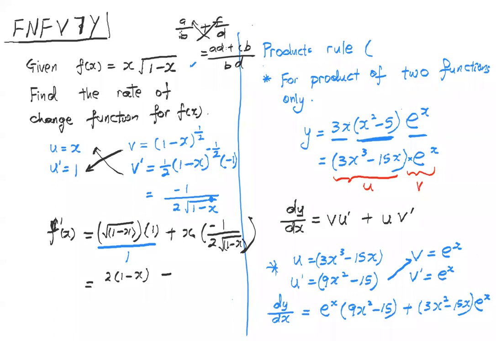So take away, because this is a plus x, okay, so 1, take away x. The whole thing divided by 1 times this, which is 2 square root of 1 minus x. Are you clear? Okay, so this will be equal to 2 minus 3x over 2 square root of 1 minus x. Are you clear? Okay, so this is a product rule you have to train.